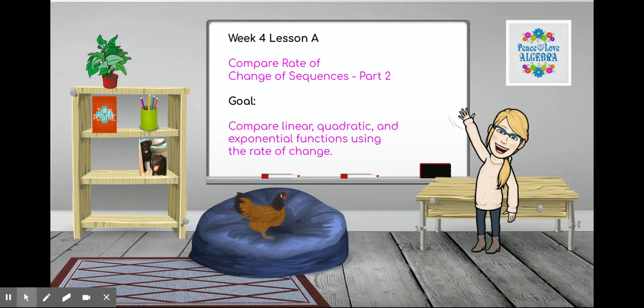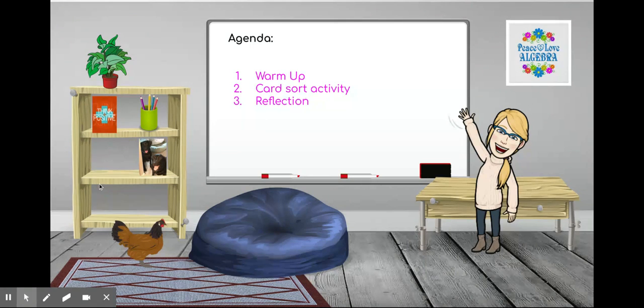So we've been studying rate of change, how fast a sequence is progressing, and these are going to be new words for us. We're going to learn today what linear, quadratic, and exponential mean. My agenda: we are going to complete a warm-up, which will be a review of the chart you filled out in your Google Classroom. We are going to continue the card sort activity where you are analyzing different cards and reporting on them on a Google Doc. And then I'm going to give you an ending question, an exit ticket.